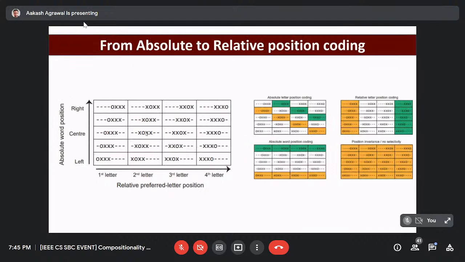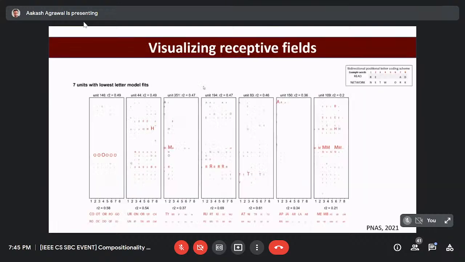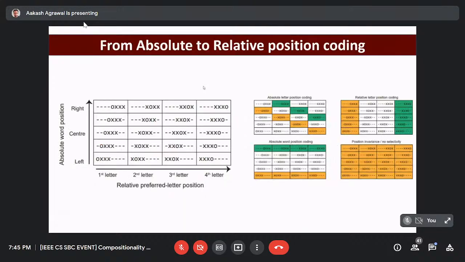So the question is, we know that these neural networks are based on the pooling operation, and the units in the first layer have a very small receptive field. That is, the convolution operation is applied on a very small part of the image. So they should have an absolute coding scheme. And in the later layers, we see that they have an invariant response to position. So how does the network change from an absolute position coding scheme to a relative position coding scheme?